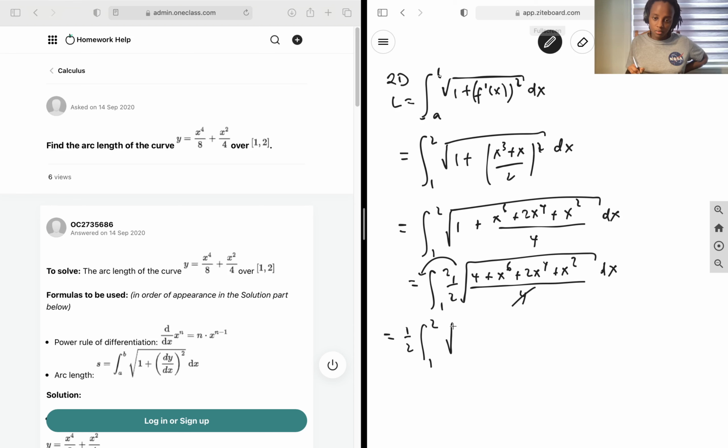1 over 2 times the integral from 1 to 2 of root 4 plus x to the 6 plus 2x to the 4 plus x squared dx. There's no further way to simplify this, and so we're just going to plug it into an integral calculator, and you get an answer of roughly 2.84218, and that's going to be our final answer.